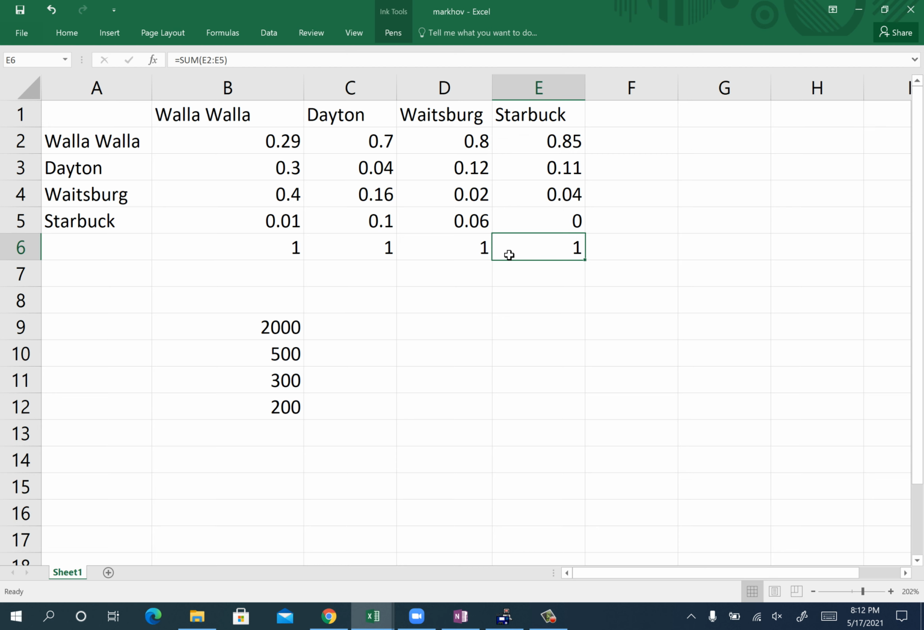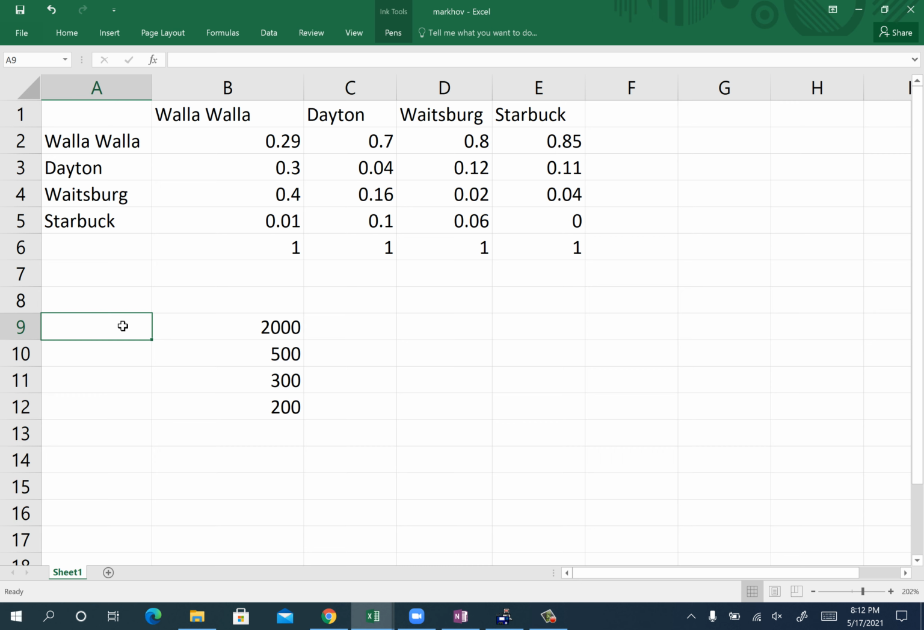Now let's think about what that means. First of all, let's look at this. Say there are 2,000 of these little reusable shipping containers. I own auto parts stores in these 4 towns, and I transfer stuff between my stores in these containers. Initially there were 2,000 in Walla Walla. Let me go ahead and type this in so you can see that.